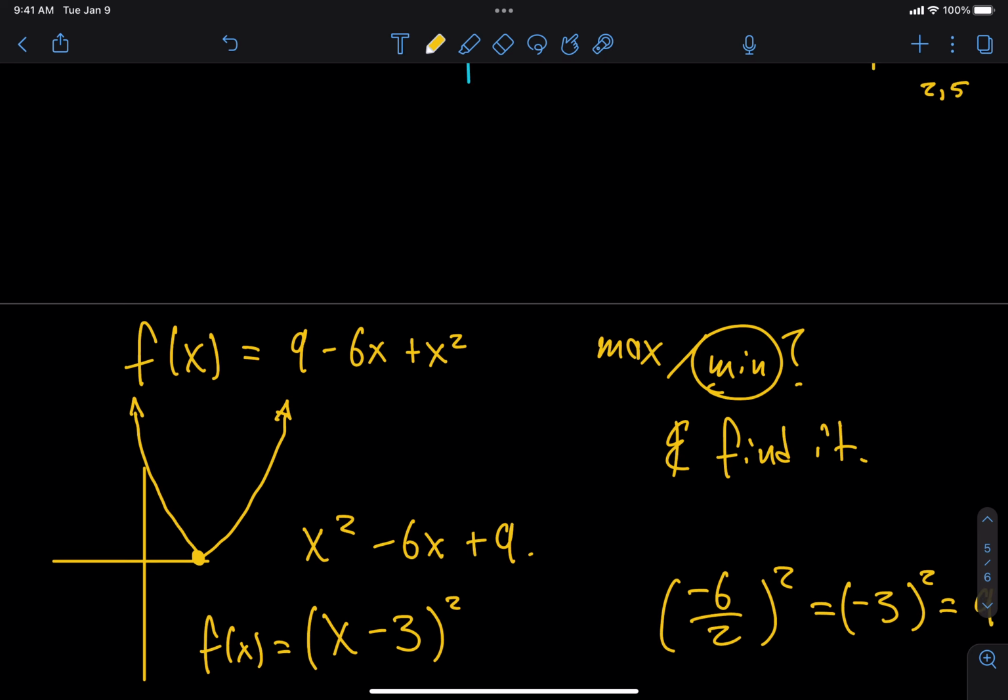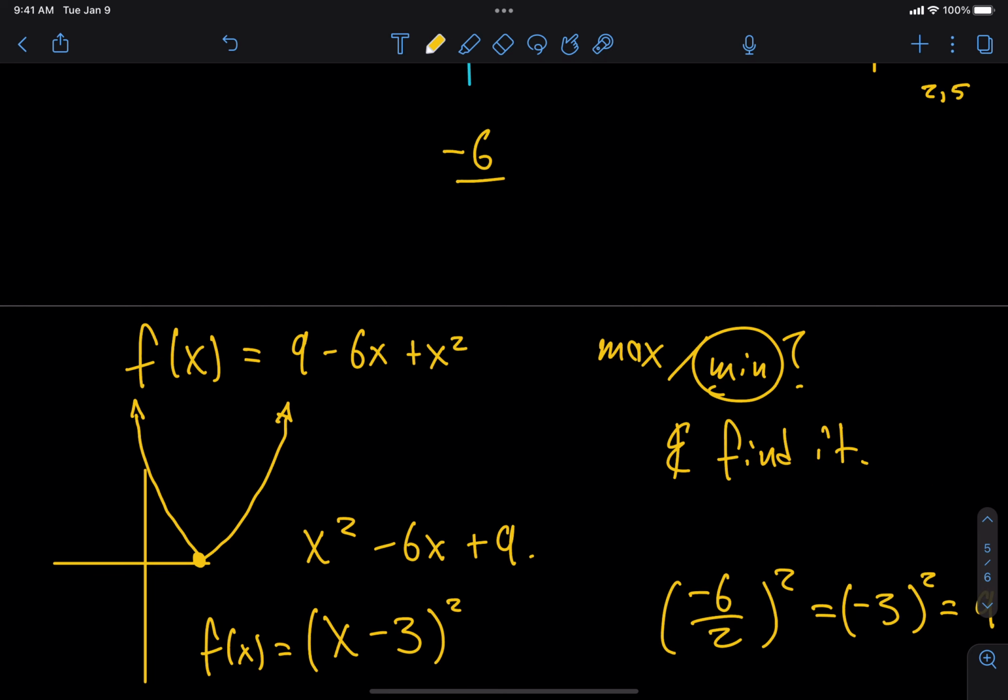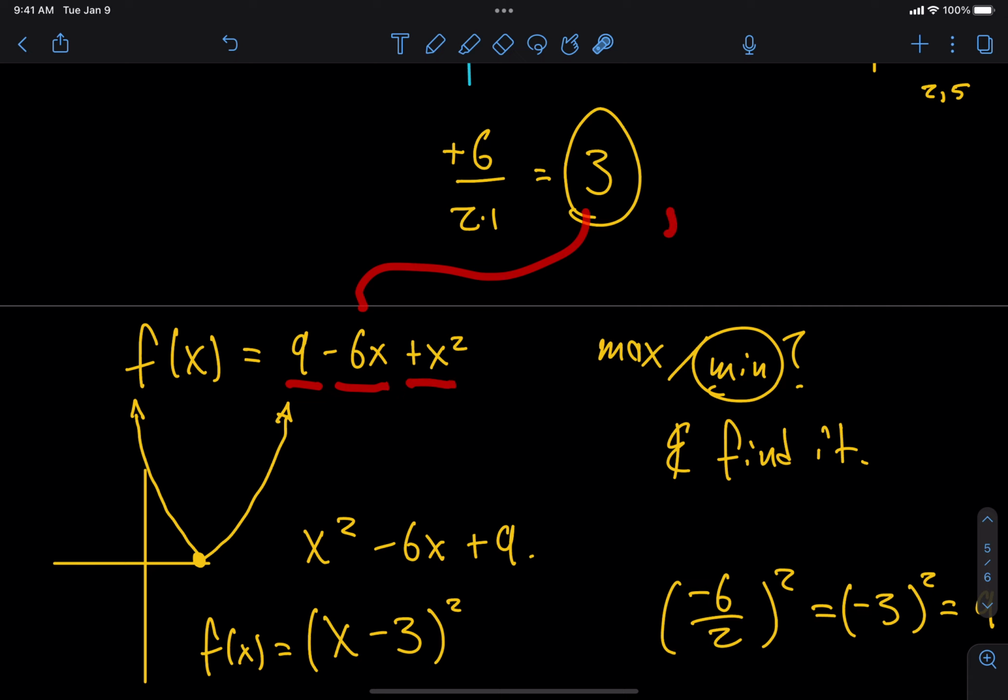Or you could say, well, I know the vertex is going to be at negative 6 over 2 times a. Negative negative 6, that'd be positive 6, over 2a. A is 1, so this is 2 times 1, right? So that would be 3. So I know the x value of the vertex would be 3. And then how would I get the y value of the vertex? I would plug it in. I'd get 9 minus 18 plus 9, which would be 0. So that would be another way to get the vertex.